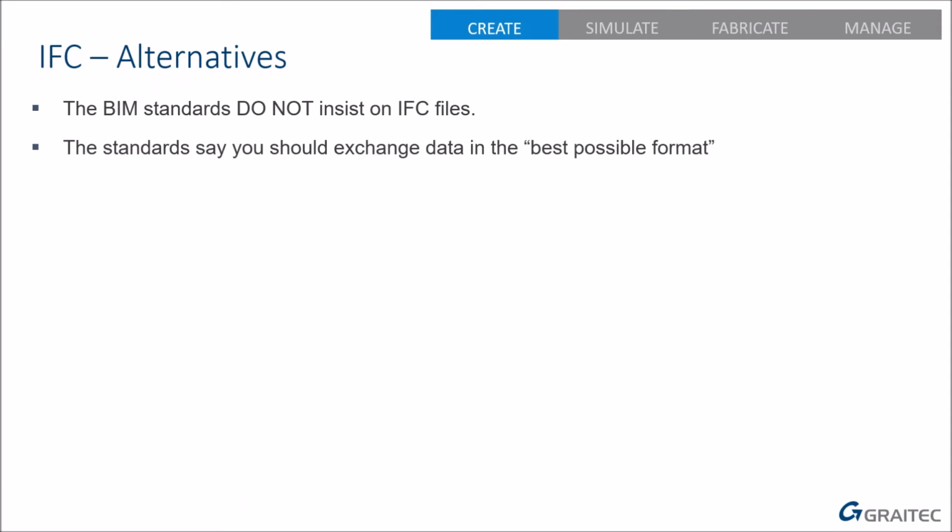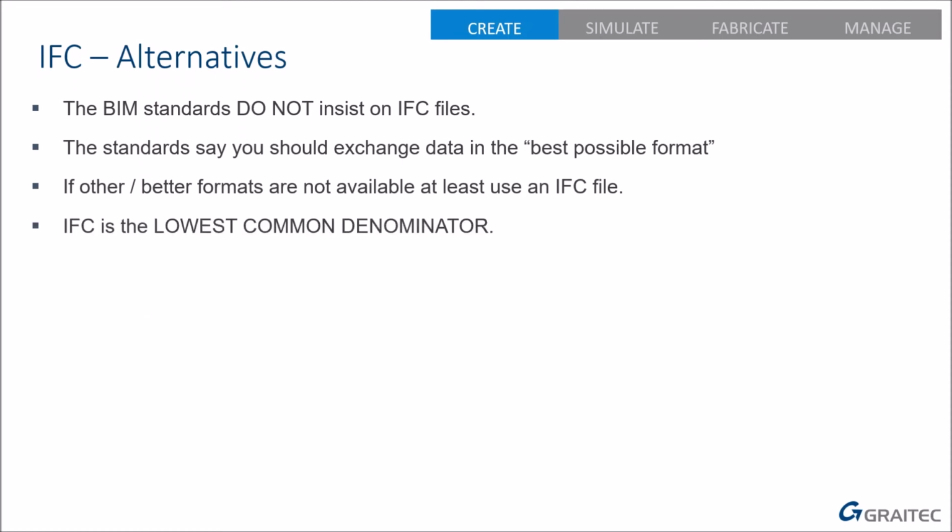The BIM standards say you should offer data in the best possible exchange format you've got available. The best format you have available, not IFC. And then it says, at the very least, make sure you can offer an IFC if you can't offer a better format. So it's a last resort. IFC is the lowest common denominator, the last resort, probably the most useless of all the formats for import and export.